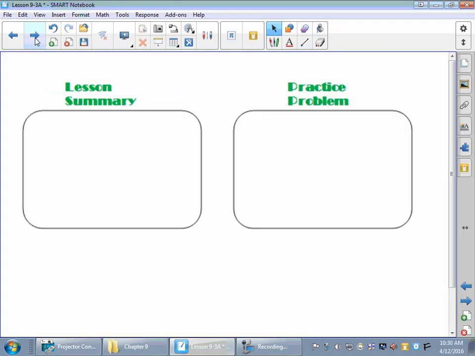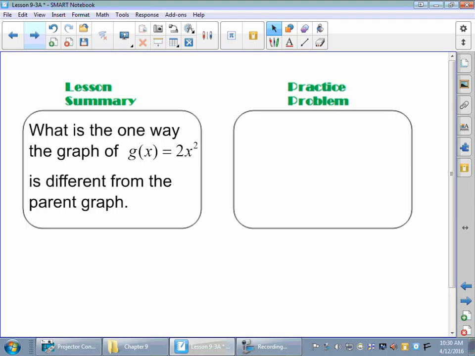But what I want to know from you is, what is the one way that the graph of g of x equals 2x squared is different from the parent graph? There's only one way. I picked an easy one so that you only had to look at one thing. Remember, the parent graph is x squared. So what's the difference? Don't just tell me the number, but tell me what the number does.